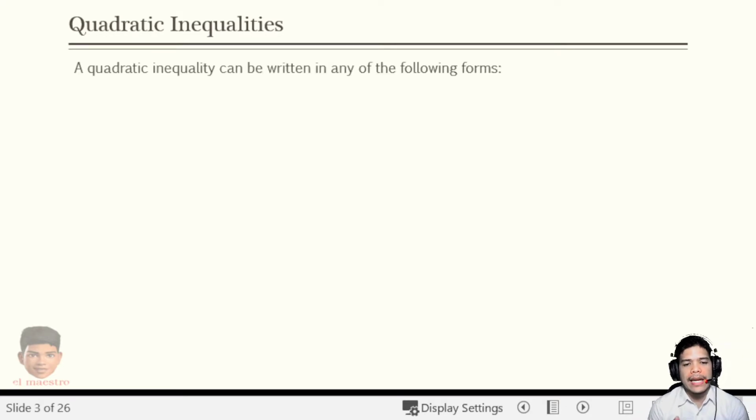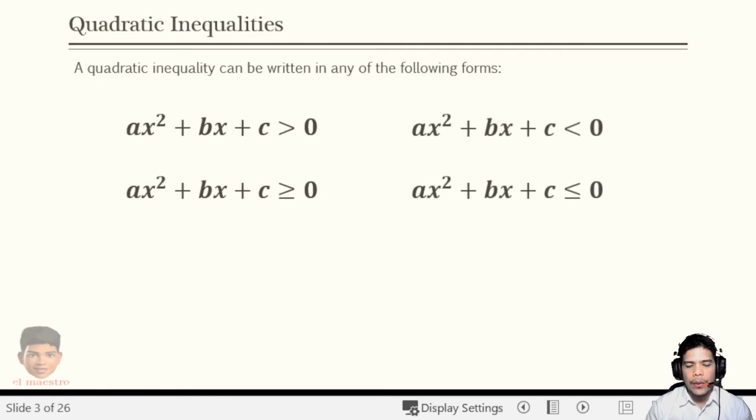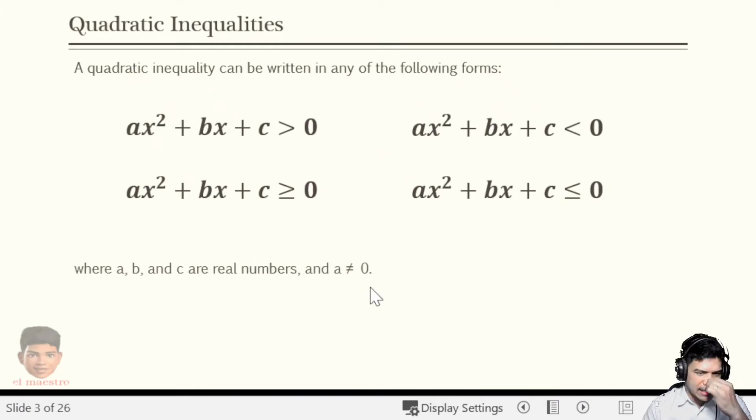So, a quadratic inequality can be written in the following forms. If you notice, guys, it is like the standard form of a quadratic equation. Instead of the equal sign, we are using the 4 different signs of inequalities. But it is still ax squared plus bx plus c. It could be written in any of these 4 forms, as long as, always remember, that a, b, and c are real numbers and a must not equal 0, because the equation becomes linear if a equals 0.